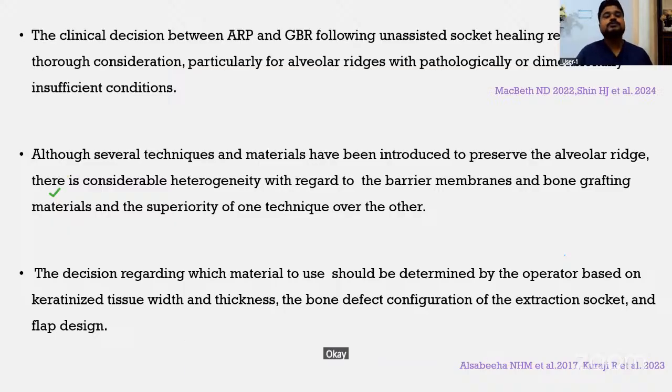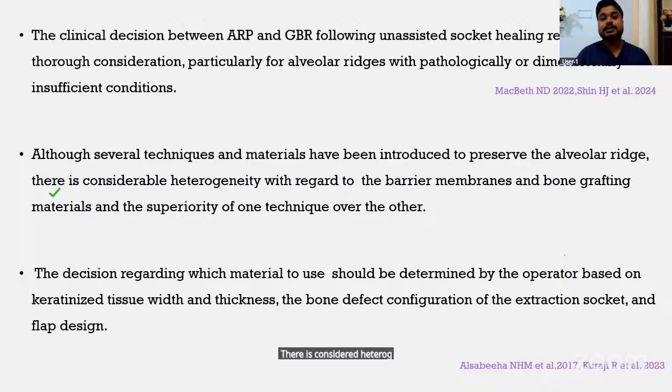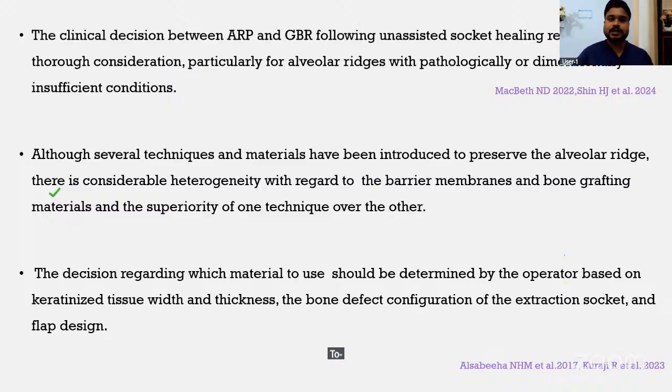Okay, although several techniques and materials have been introduced to preserve the alveolar ridge, there is considerable heterogeneity regarding the barrier membrane and bone graft materials, and the superiority of one technique over the other. As I told you, there are no certain guidelines or rules. If you want to go for alveolar ridge preservation, you use this, or you use this. There's no to-do list kind of thing, that if you use this you'll get this much alveolar ridge preserved. So there's some discussion and confusion going on.